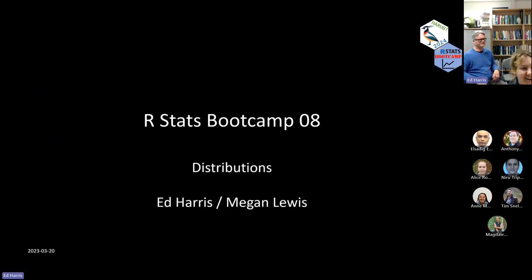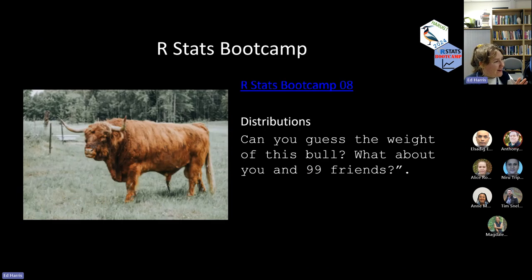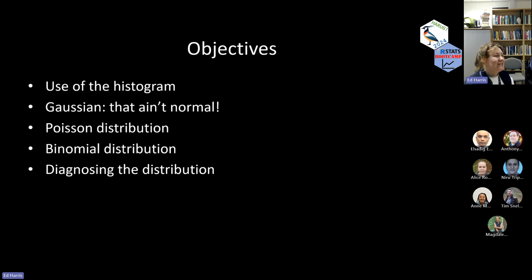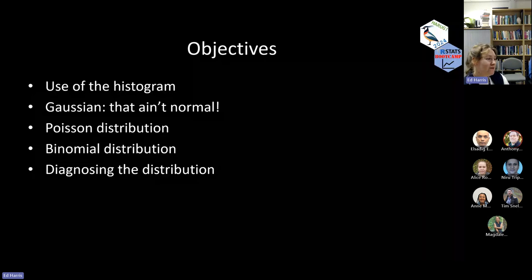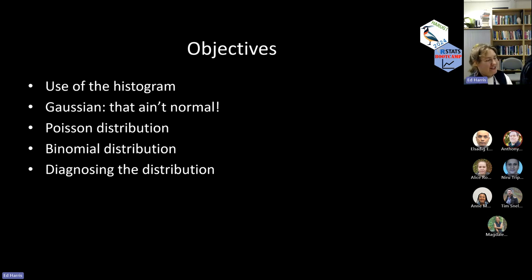Cool. Okay, so last week, I believe you were looking at exploring data prior to running some analysis. And today is a bit of a follow-on to that. So we're basically looking at distributions today. And we have a lovely cute picture of a ball here, but I won't spend too much time on that. Some of the objectives today are to look at histograms, which I believe you had a brief introduction to last week. And then we're going to focus on three main types of data distribution and finish off with a bit of strategy in terms of how you can go about diagnosing the distribution of your data when you're doing analyses.